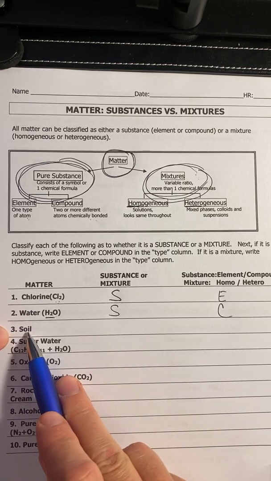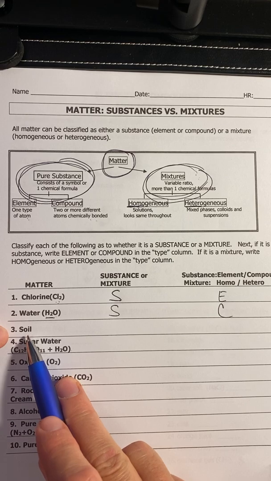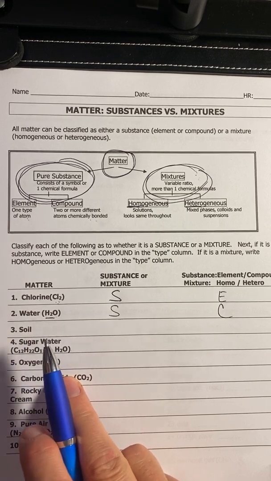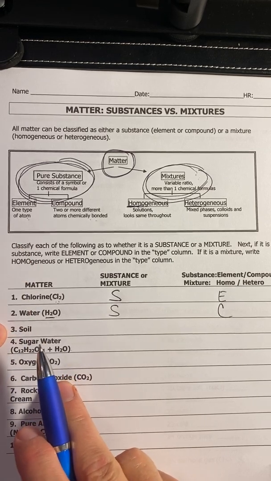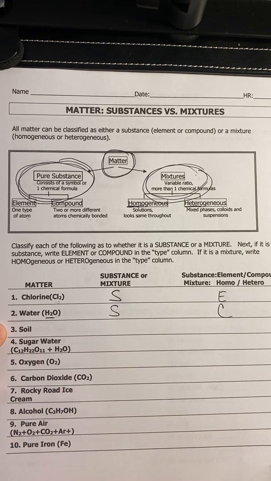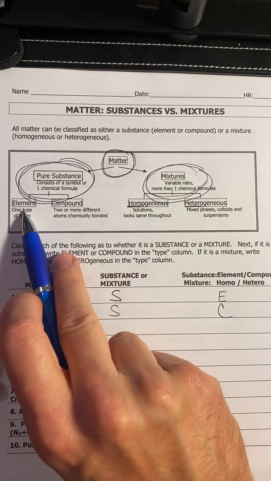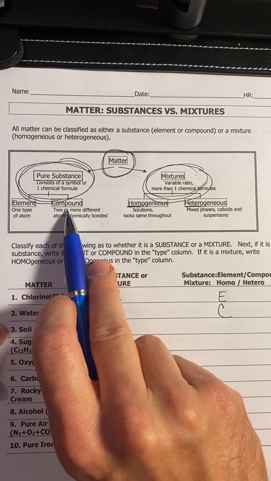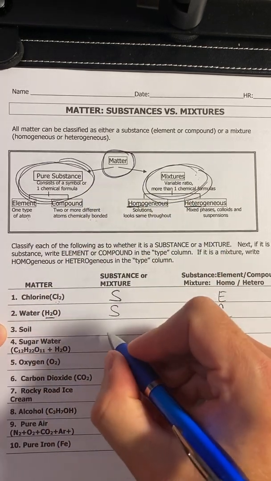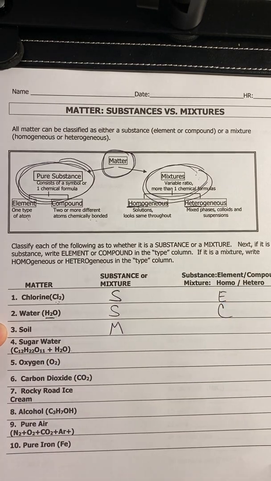Soil, dirt. If you went out to your backyard with a shovel and took one big shovelful and plopped it down on your desk, would it look the same all the way throughout? Is soil something that's found on the periodic table? No. Is it something that you can't separate physically? No. So we know that soil has to be an example of a mixture.